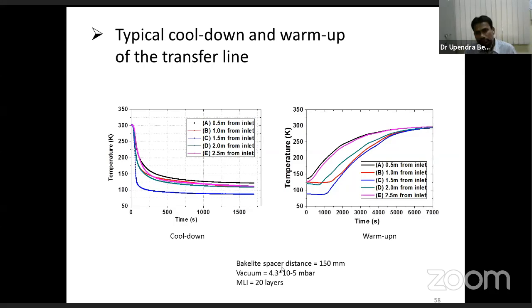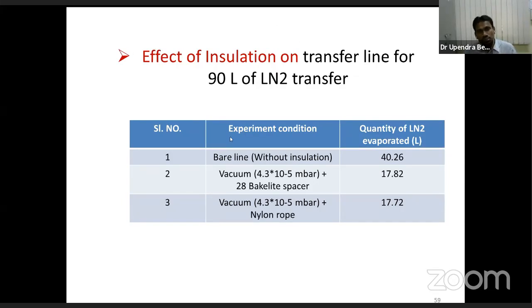And this is for bakelite spacers at a distance of 150 millimeter with vacuum insulation, vacuum of the order of 4.3 into 10 to the minus 5 millibar, and 20 layers of MLI. And this table shows the effect of insulation on the transfer line for 20 liters of liquid nitrogen transport, that is the amount of liquid collected in this reservoir. So you see that these are the different experimental conditions. In the bare tube, we are passing 90 liters, then 40 liters gets evaporated without any insulation.